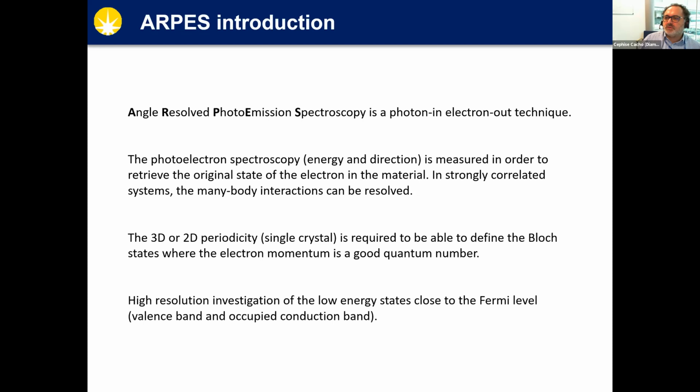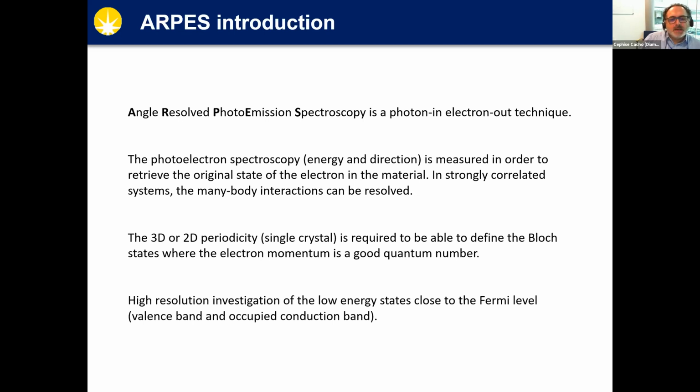One of the elements we have to be aware of is that to be able to do an ARPES measurement, you do need to have a periodicity, a 3D or 2D periodicity. It could be just a single atomic layer, but the periodicity of a single crystal. This is to be able to define with this periodicity the Bloch state, and this Bloch state has the electron momentum as a good quantum number.